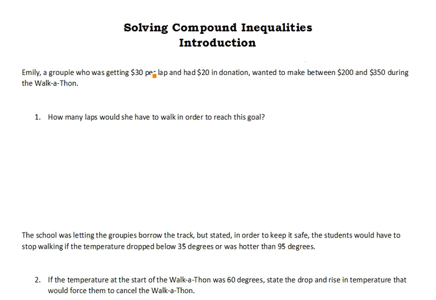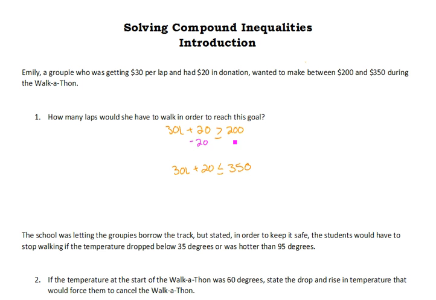She has $30 per lap plus her $20 in donations. She wants that to be greater than or equal to $200. She also wants her $30 per lap plus her $20 in donations to be less than or equal to $350. So we have actually 2 equations here that we're going to have to solve for.